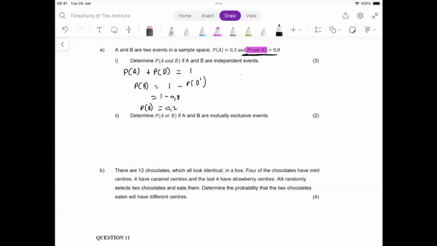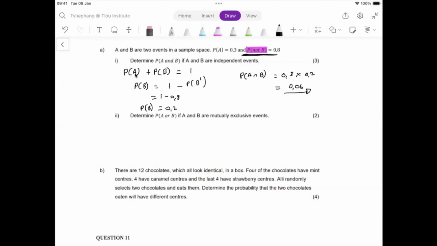Now, what does it mean? The probability of A and B is simply going to be how much? 0.3 for A, and B is now 0.2. And that should give you 0.06. I'm hoping it's clear for everyone. Perfect, I'm getting a thumbs up.